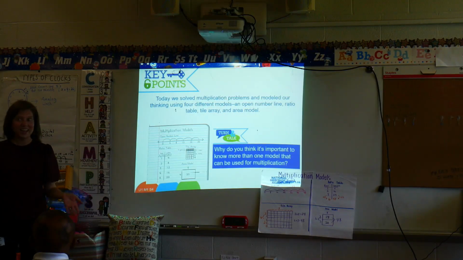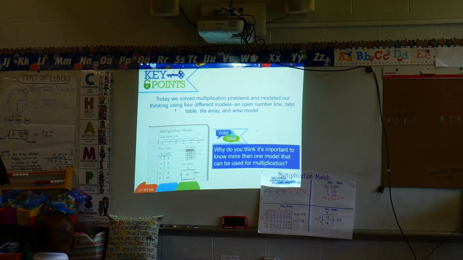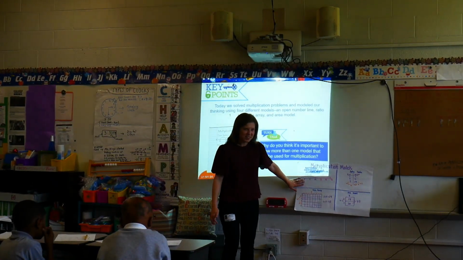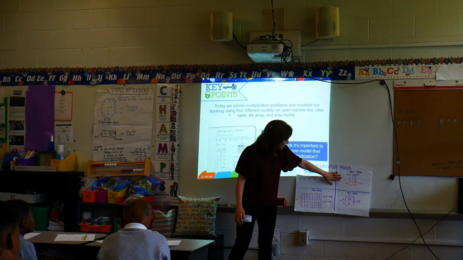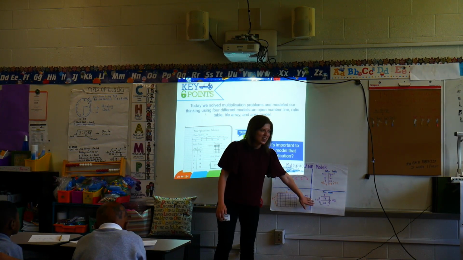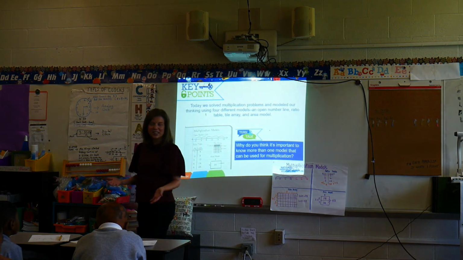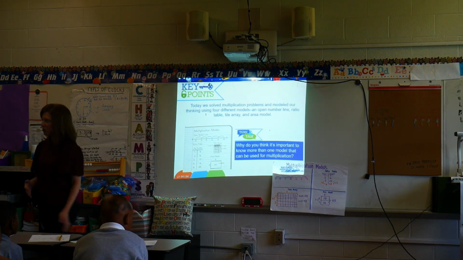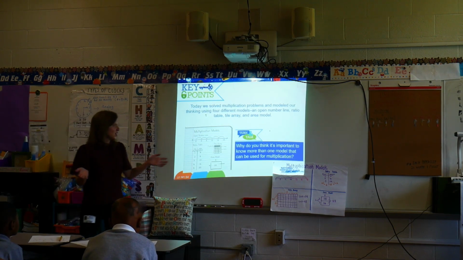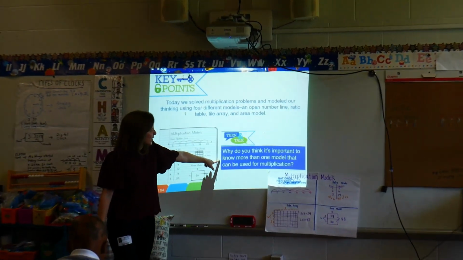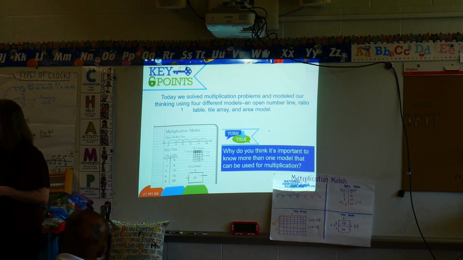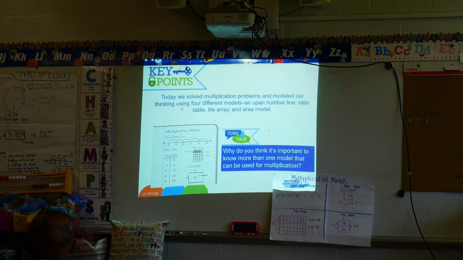Okay, so today we solved multiplication problems using 4 different models. We used the open number line, we used the ratio table, we used a tile array, and we used an area model. And we're going to keep using those models as we work through multiplication situations all year long. So I want you to take a minute to think, why do you think it's important to know more than one model that can be used for multiplication?